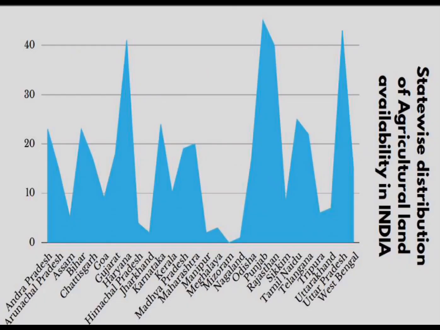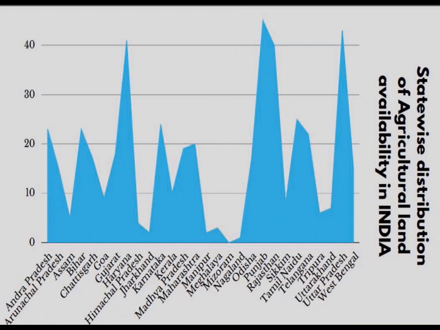Here we also have a state-wise graph distribution of agricultural land available in India. Here, all the states are listed, and there's this graph showing how much agricultural land is present in these states to be worked on.